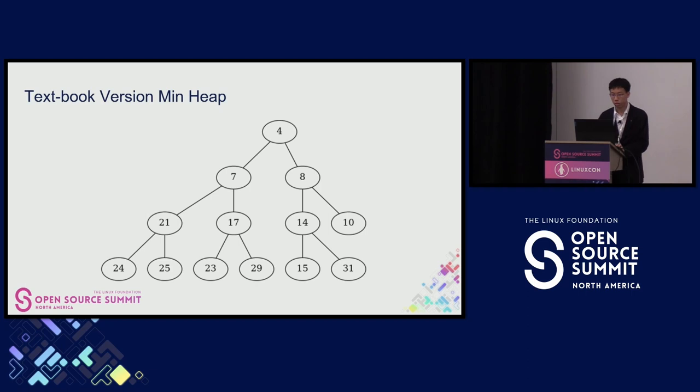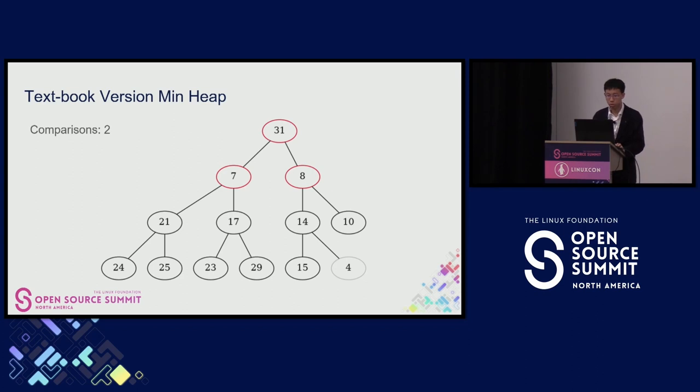Let's take a look at the picture. If we want to pop the minimum element in the heap, we will swap the 4 and the element 31 here, and we will remove the node 4. We start the operation from the root node 31. We will need to compare it with 7 and 8, so by now we will need two comparisons. And we will keep doing so.